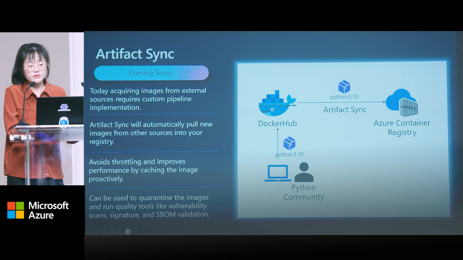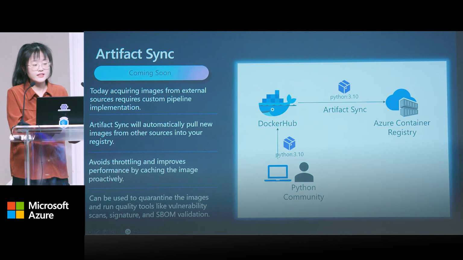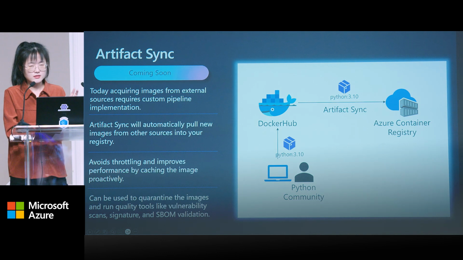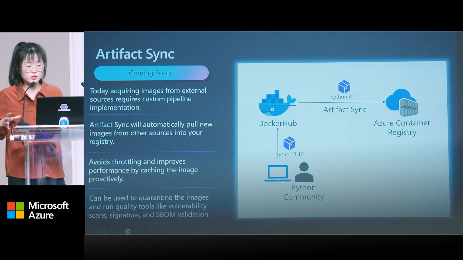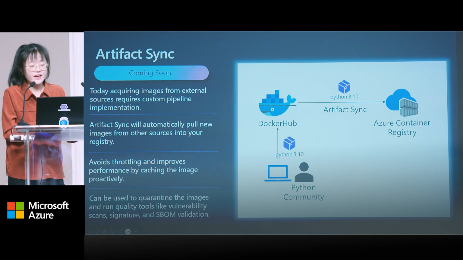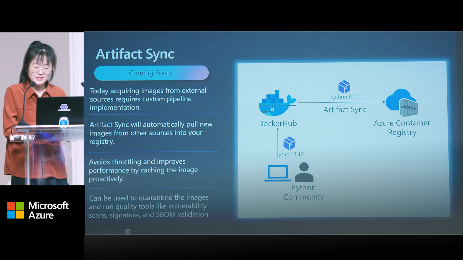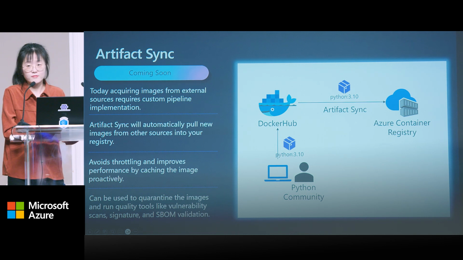Now let's move on to the image part. Today, when we are pulling images from external sources, it asks us to build a custom pipeline. Artifact sync will help us to automatically pull the new images from other sources like Docker Hub into our Azure Container Registry. It definitely avoids throttling and improves the performance. Also, it can help to quarantine the images and run quality tools like vulnerability scans, signature, and SBOM validation.